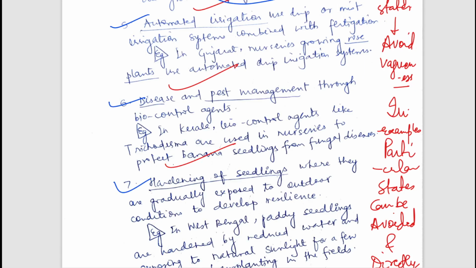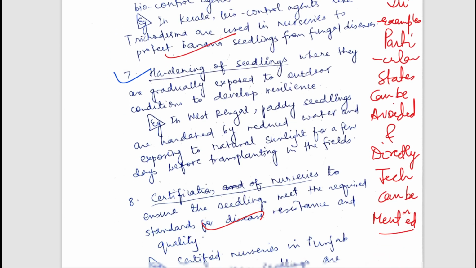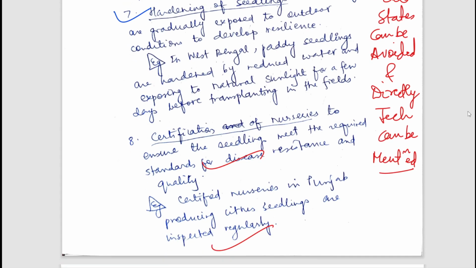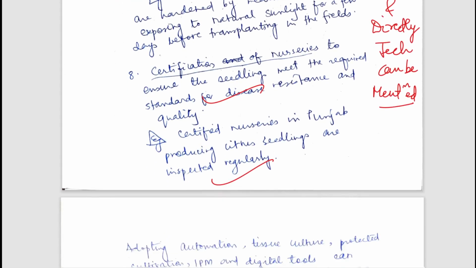I have mentioned also here disease and pest management, harvesting, hardening of seedlings. These are important points which are mentioned. You can simply pause and read it. There could be improvement in examples also. Now let's move to the next question.